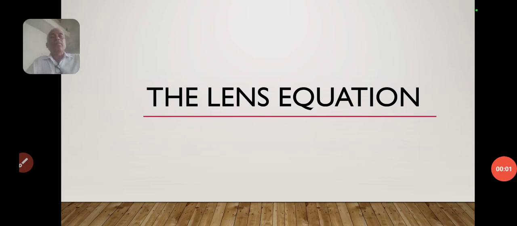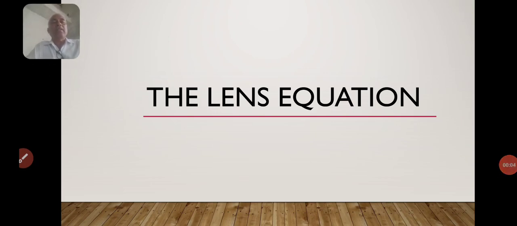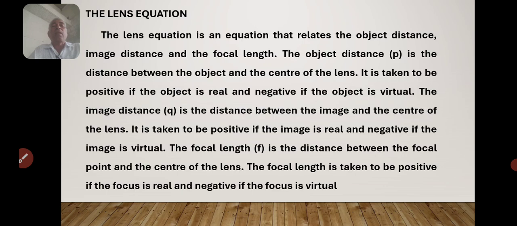Good morning, students. In the previous lecture, we saw the concave lens and how an image is formed when an object is placed in front of the concave lens. Now, in today's lecture, we will discuss the lens equation. The lens equation is an equation that relates the object distance, image distance, and the focal length.